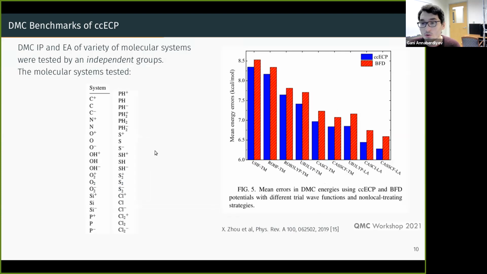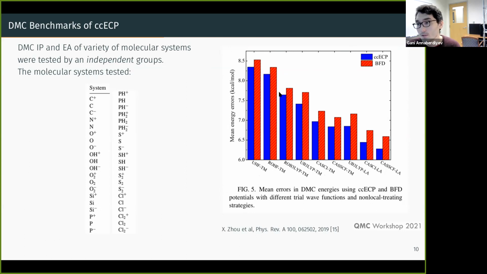Here in this slide, I want to show some results which were carried out by an independent group. So these are some DMC tests for IP and electron affinity for a variety of molecular systems. These are all the systems that they tested, again done by an independent group. And here, what I'm showing is the mean energy errors for all of these systems, and they tested CCECP and BFD pseudopotentials. They used a variety of trial wave functions, and they used T-moves and also the locality approximation. Here, TM is T-moves, and LA is locality approximation.